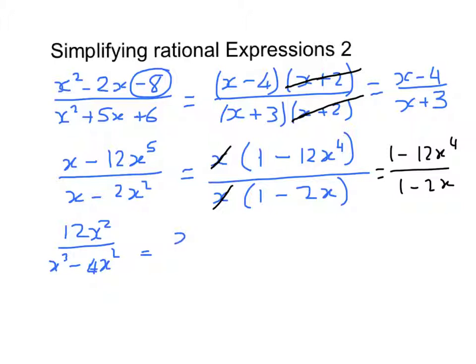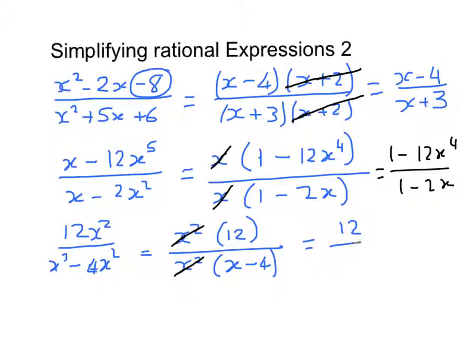So let me take an x squared out the front. That leaves me with 12 in the bracket. And let's take x squared out the front here, which leaves me with an x minus 4 in the bracket. So these are two factors on the top and two factors on the bottom. I'll cancel one of those factors with each other, and that leaves me with 12 over x minus 4.